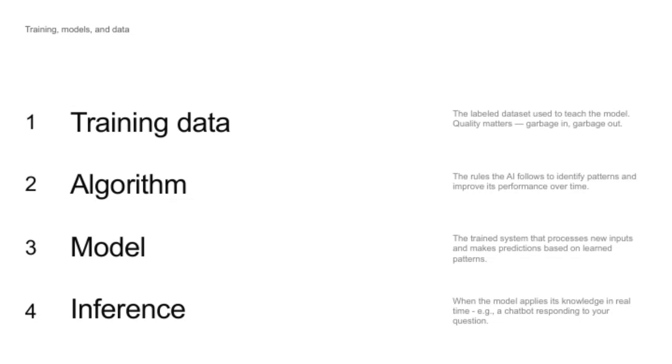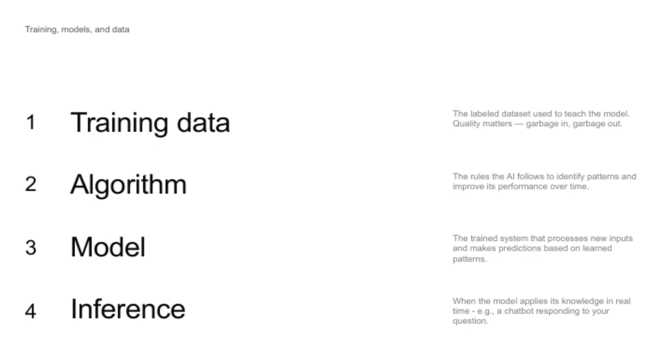When the model applies its knowledge in real time, think of it as a chatbot responding to your question instantly. This process is called inference, and it's where the trained system takes new inputs and makes predictions based on what it has learned. The model itself is like the brain of the system. It's the set of rules and patterns it follows to identify relationships and improve over time.